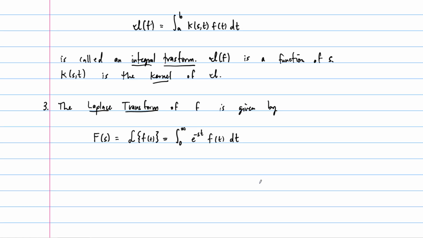So if we compare with our generic integral transform formula up here, we can see how all the pieces match up. Well, the lower bound a, that's constant 0. The upper bound b, that's infinity, so that makes the Laplace transform an improper integral. And then the kernel, k of s t, for the Laplace transform is this function e to the minus s t. And then the f of t dt, that's the rest of it, right? So that's just what makes it an integral transform. Then we're integrating a kernel function times f. All right?